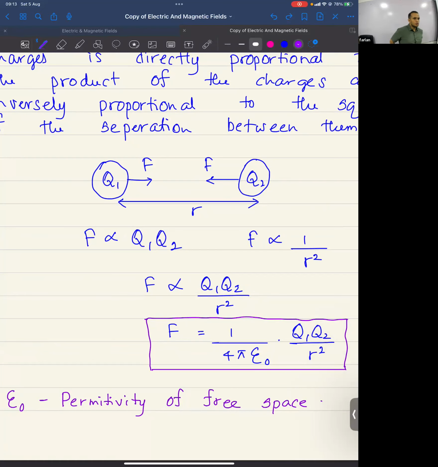So F is proportional to Q1, Q2, and F is inversely proportional to R square. If you put the 2 proportionalities together, it becomes F is proportional to Q1, Q2 over R square. That is F equals 1/4 pi epsilon naught Q1, Q2 over R square. So guys, the proportionality constant is 1/4 pi epsilon naught.